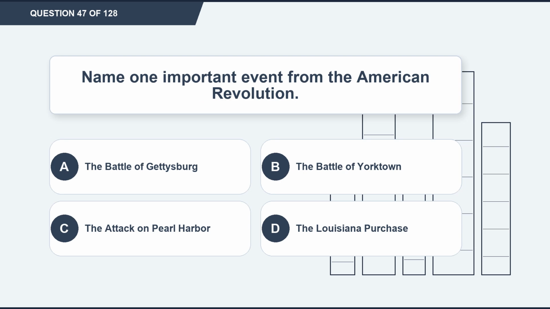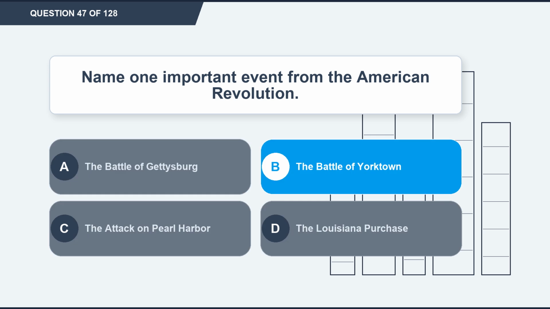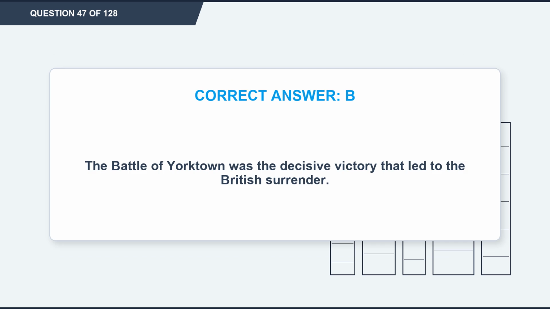Question 47. Name one important event from the American Revolution. Option A, the Battle of Gettysburg. Option B, the Battle of Yorktown. Option C, the attack on Pearl Harbor. Option D, the Louisiana Purchase. The correct answer is option B, the Battle of Yorktown. Explanation. The Battle of Yorktown was the decisive victory that led to the British surrender.